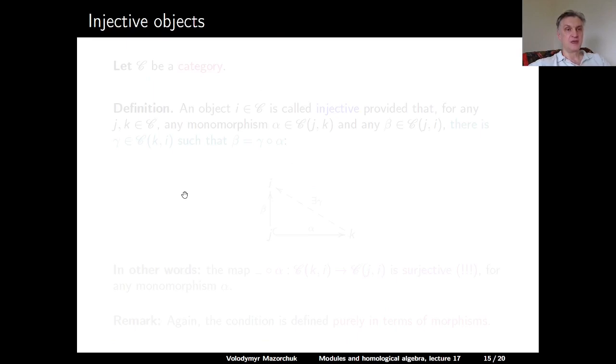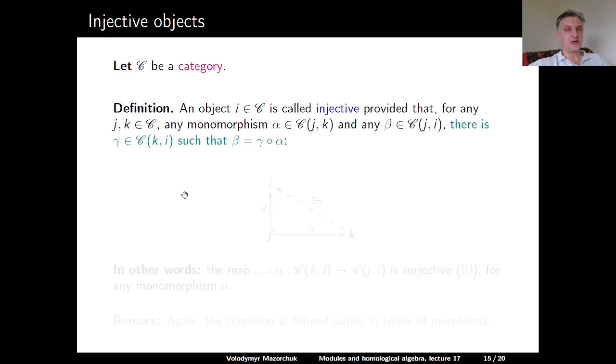Injective objects. Let C be a category. Definition: an object I in C is called injective, provided that for any objects J and K in C, any monomorphism alpha in C from J to K, and any morphism beta in C from J to I, there is a morphism gamma in C from K to I, such that beta is equal to gamma after alpha. So here we have the picture.